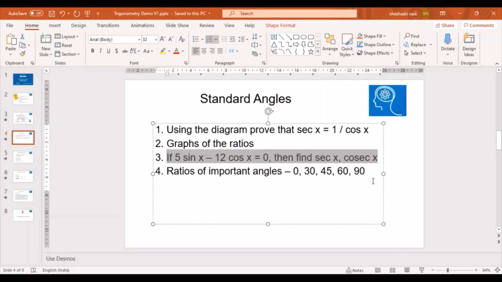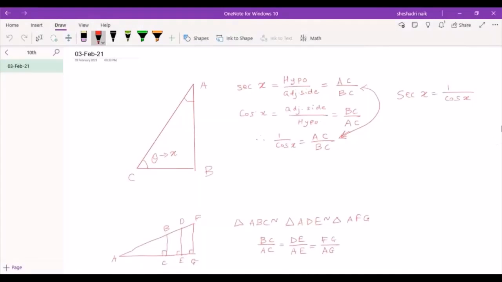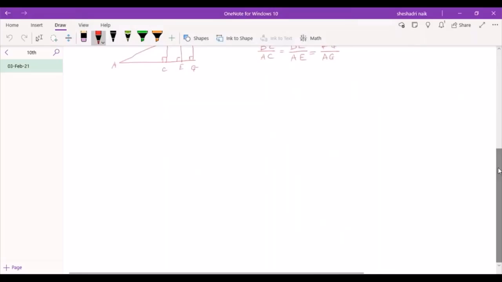Sir, sec x is equal to 13 by 12 and cosec x is equal to 13 by 5. Yes, sec x is equal to 13 by 12 and cosec x is equal to 13 by 5. Very good. So this is how we solve this. Okay, so let me just quickly explain this, how we can solve it. कसं केलं सांग मला. सर पहिला 12 कॉसला RHS ला घेतला आणि मग कॉसला डिवाइड केला.